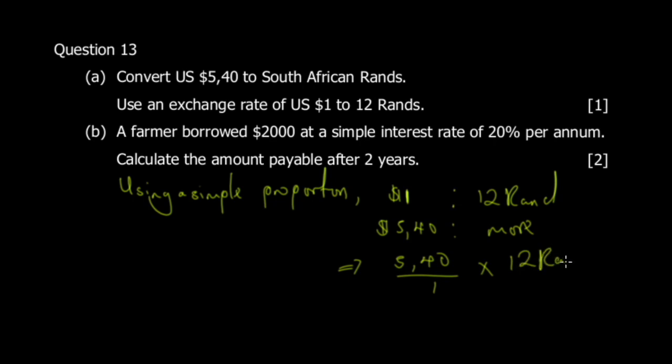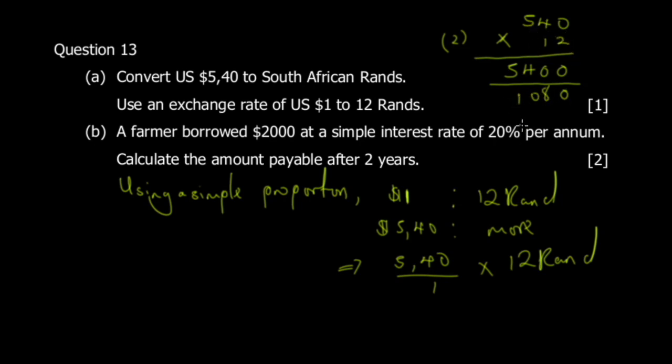Times 12 rand. If you want, you can put the dollar signs here, but then obviously they'll cancel. So what you just have to do is multiply 540 by 12. Remember, you have two decimal places. This method is from primary school, so you're expected to know it. So here 0, 4, 5, just like that, and then 2, 0, 2, 8, 2, 10. So we get 6, 4, 8, 0. Then two decimal places.